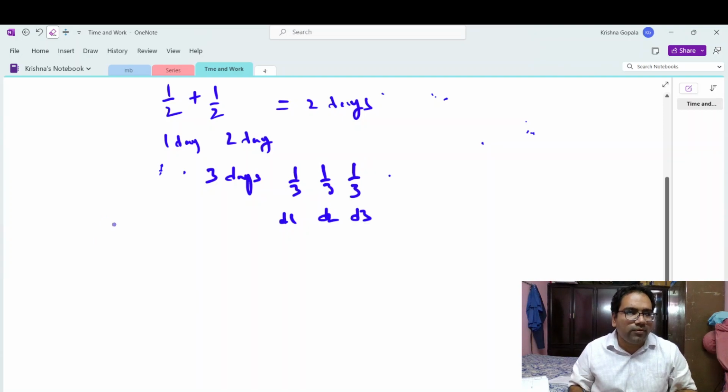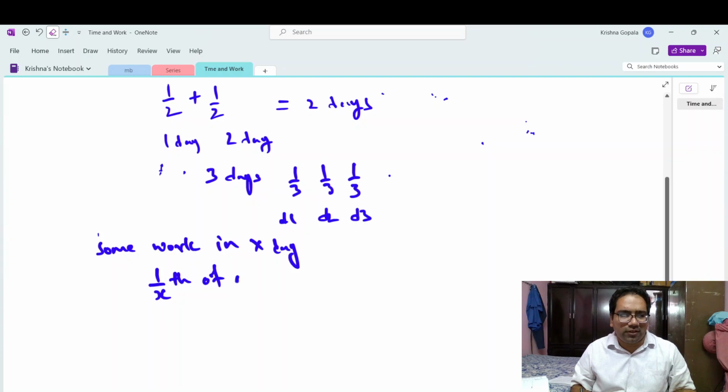Right. So any person, if they are able to do some work in X days, that means daily they can do 1 by X of work. It means in 2 days they will complete 2 into 1 by X, in 3 days they will complete 3 into 1 by X.